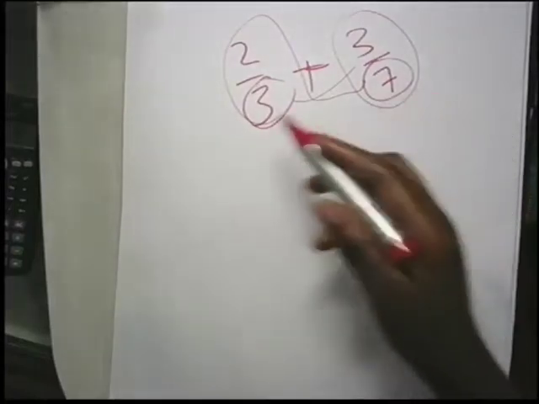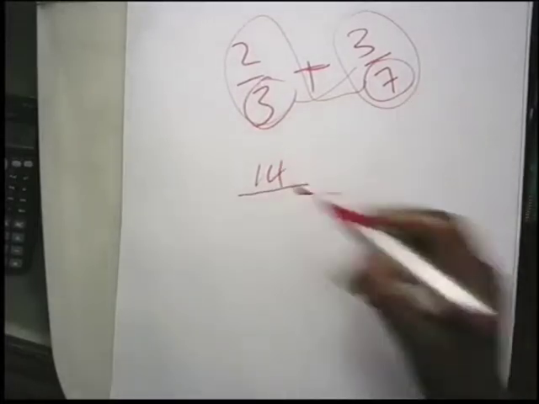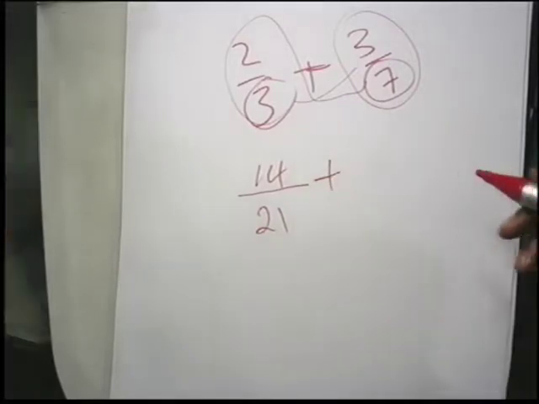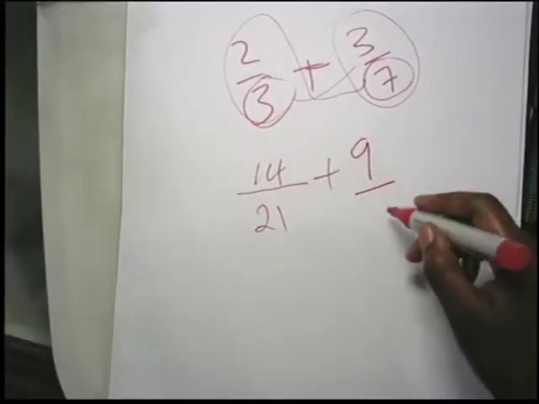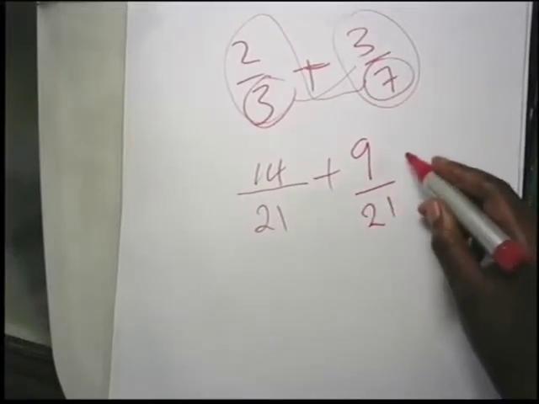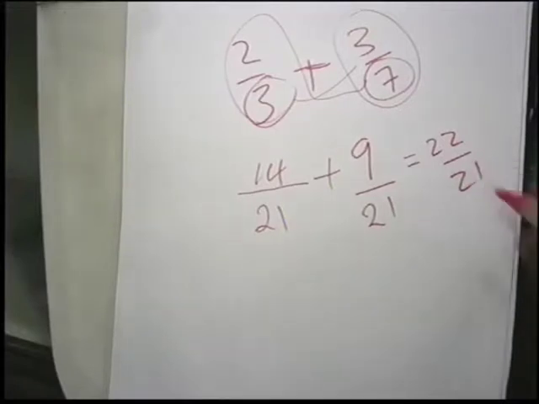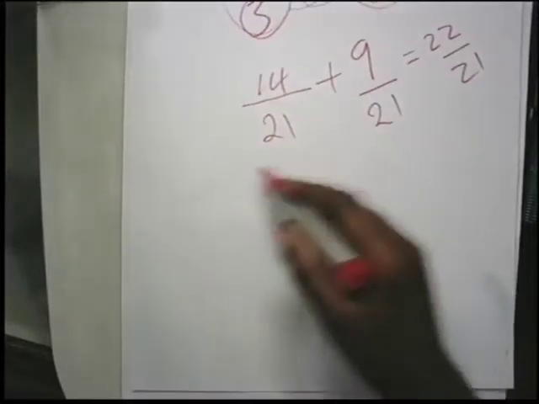So 7 multiplied by 2 will give you 14. 7 multiplied by 3 will give you 21. Then 3 multiplied by 3 will give you 9, and 3 multiplied by 7 will give you 21. So this will give us 23 over 21. That is the correct way of adding fractions. And that is a simple rule of making the denominators the same.